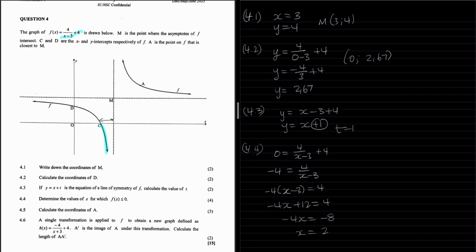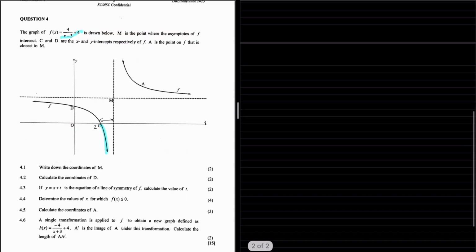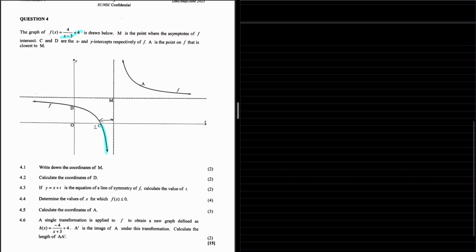So this point right here is going to be 2. So the answer is that x can be greater than or equal to 2, but less than 3. It can't equal 3 because that's an asymptote. Now let's move on to question 4.5. Calculate the coordinates of A.